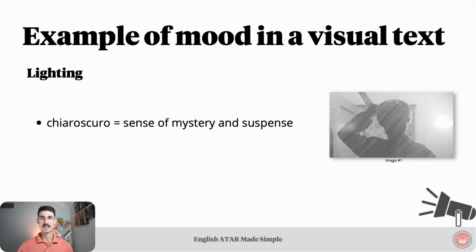Turning to lighting, the chiaroscuro, which just refers to the harsh contrast of black and white lighting, as we can see in this image, heightens a sense of mystery and suspense as the murderer approaches the camera yet is completely silhouetted and the audience doesn't know the killer's identity.